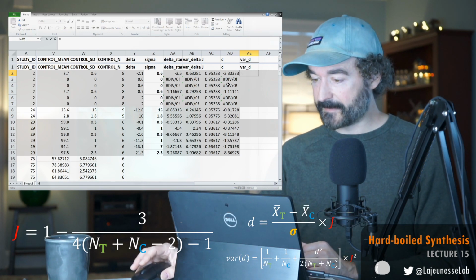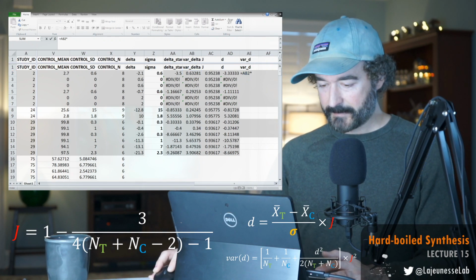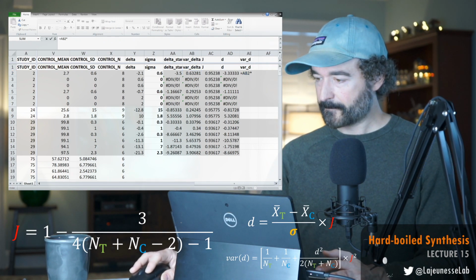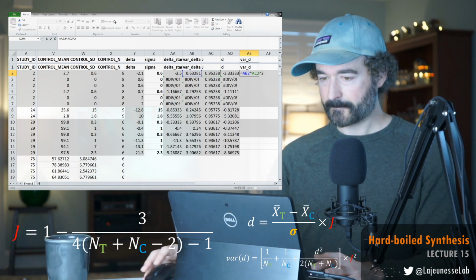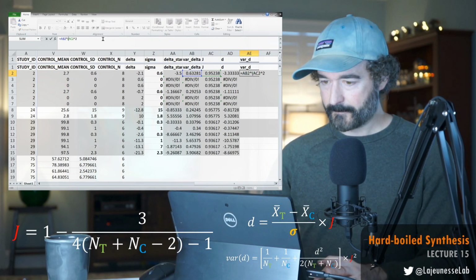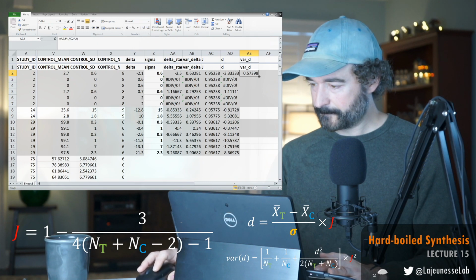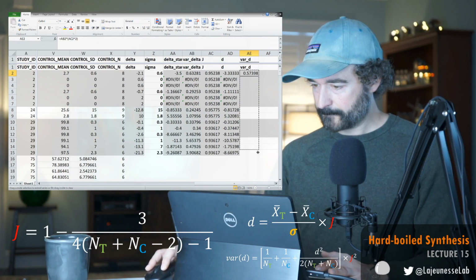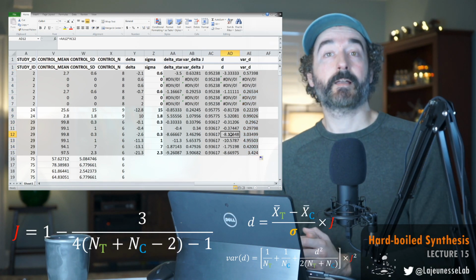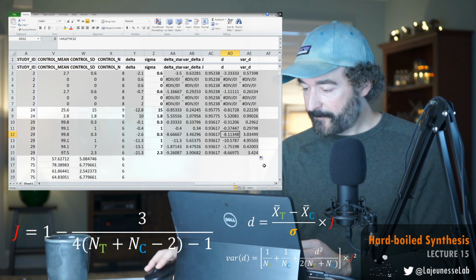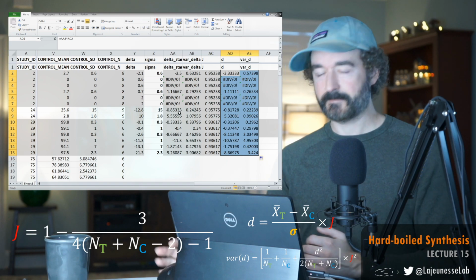And then finally, let's end it with the D, which has a slightly different equation, which is J squared. This 2 gets adjusted downward. And there we have it. We have our effect sizes for 3 studies.